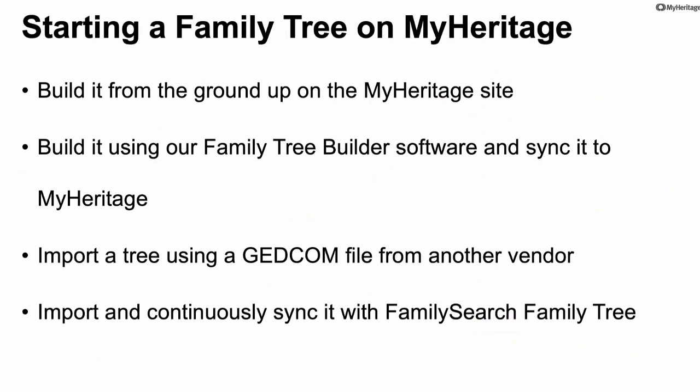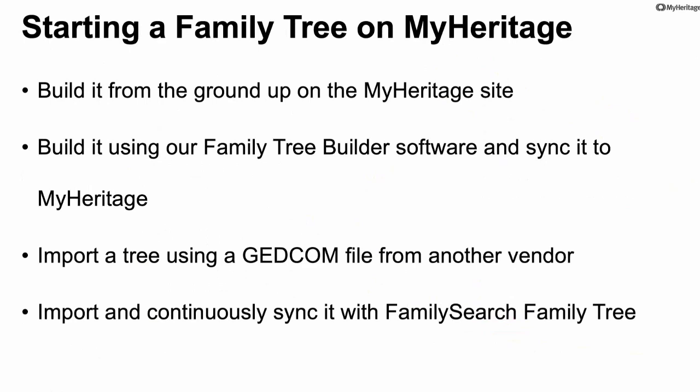You can either start it from the ground up, from scratch on the MyHeritage site. You can also use our software called Family Tree Builder, which we have on Windows and Mac, and you can build it there, and then you can synchronize it to the MyHeritage site. So any changes that you make in either side will move back and forth. You can also import it using a GEDCOM file, which is a standard file that you can export from any other genealogy software or other genealogy site.